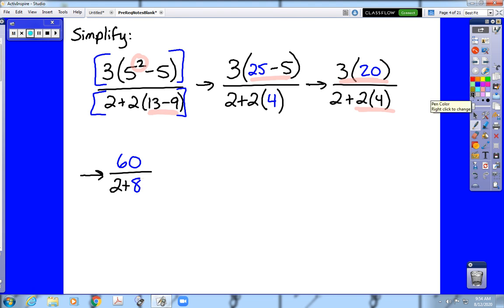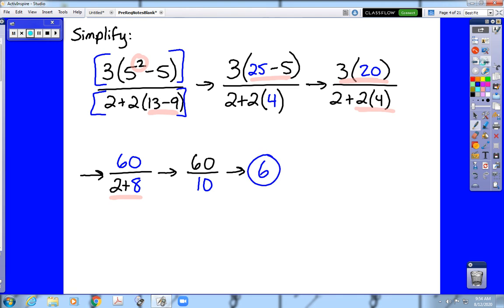Our next step then would be to do 2 plus 8 on the bottom. We do this next. 2 plus 8, pen tool, 2 plus 8 is 10. So we now have 60 over 10. Remember, that means the same thing as 60 divided by 10, which would be 6.